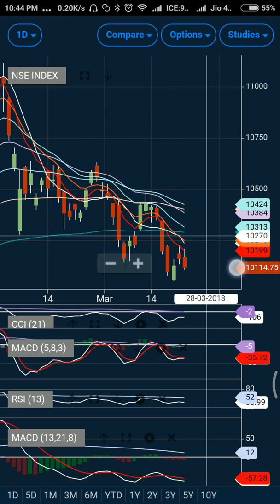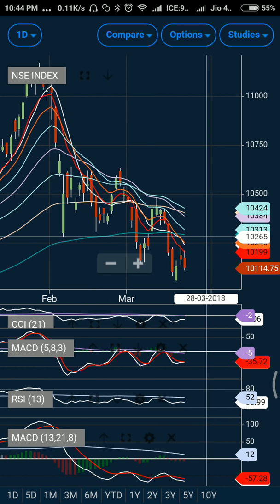the market has a tendency to go down, and the downside can reach 10,046, which is the previous low that it has made. And if it breaks that level and closes below that particular level, then we can definitely expect a fresh low, and the target could be anything.